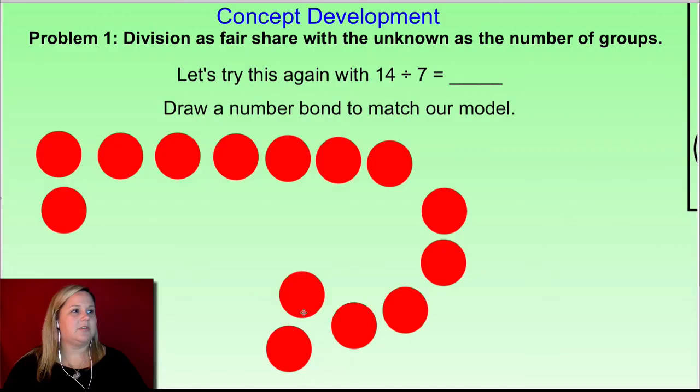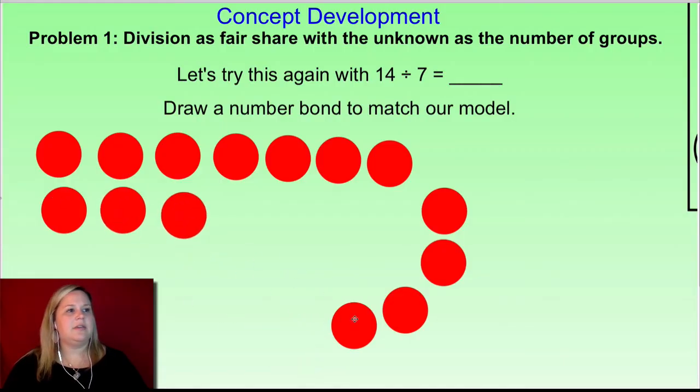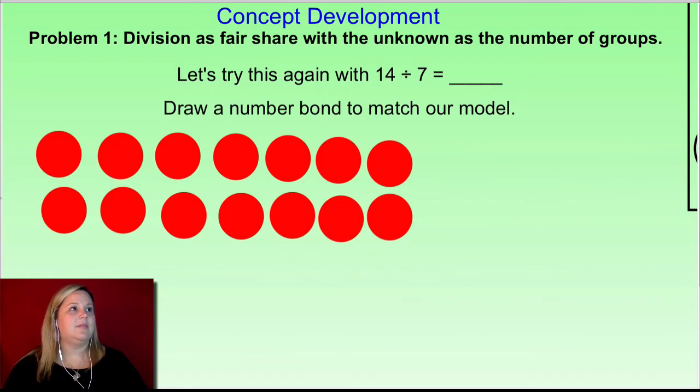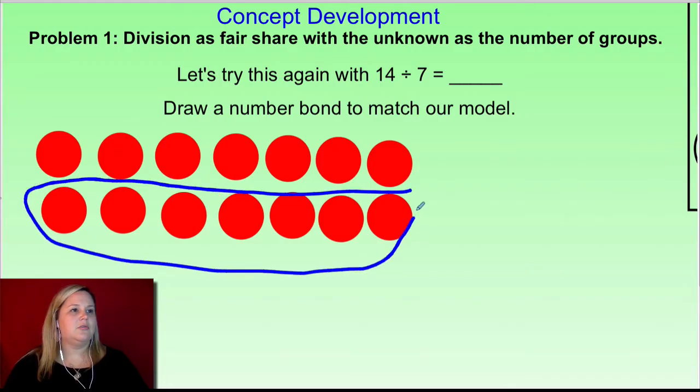Okay, so while you guys are doing that, I'm going to do mine too. I need 7. 2, 3, 4, 5, 6, and 7. Okay, so if I were to look at this, I have 1 group. There it is. And then I have 2 groups.